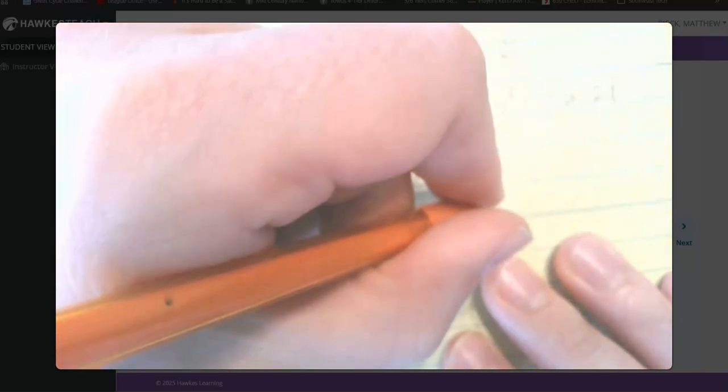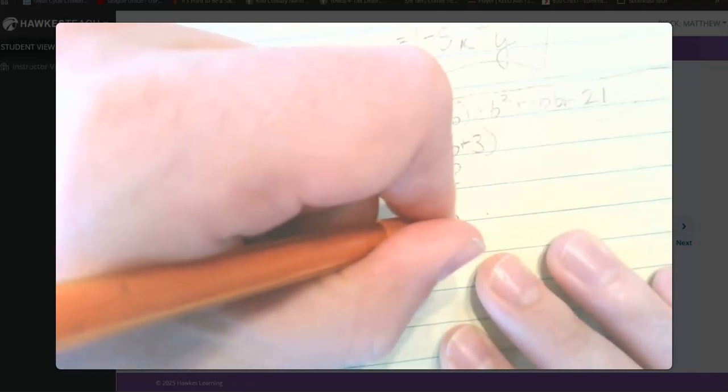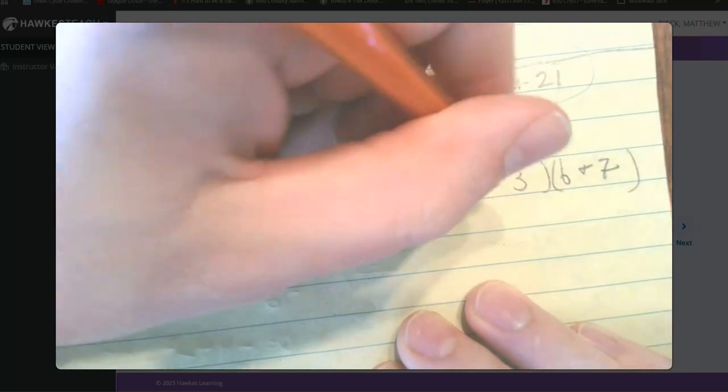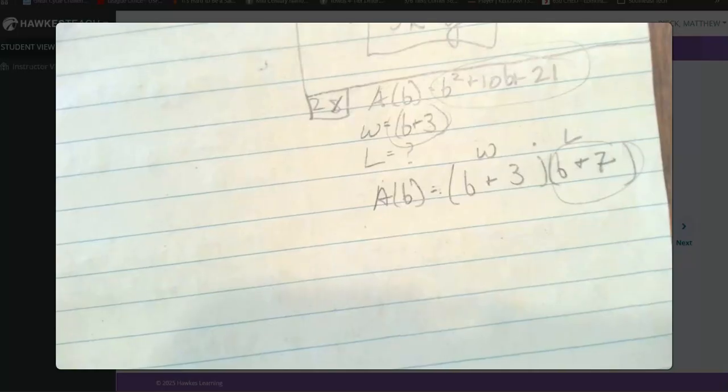So to start off, we're just going to factor this guy. So in this case, we have b and b. I'm looking for two things that multiply to get 21 and add to get 10. In this case, that would be 3 and 7. So when I factor it out, we have b plus 3 and b plus 7. So the width is b plus 3. And again, the area is width times length, or length times width. So that means my length is just going to be b plus 7.